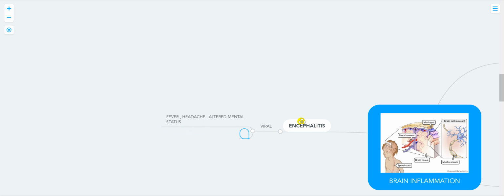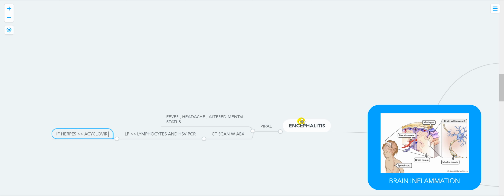How do you diagnose it then? First, you do CT scan with antibiotics. And then the best thing to diagnose, you do lumbar puncture. You want to check for lymphocytes and HSV-PCR. And then you treat it with acyclovir if it's herpes.